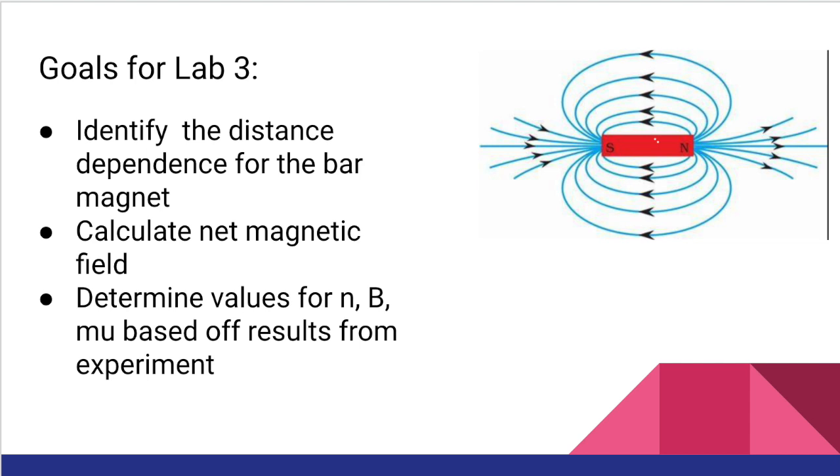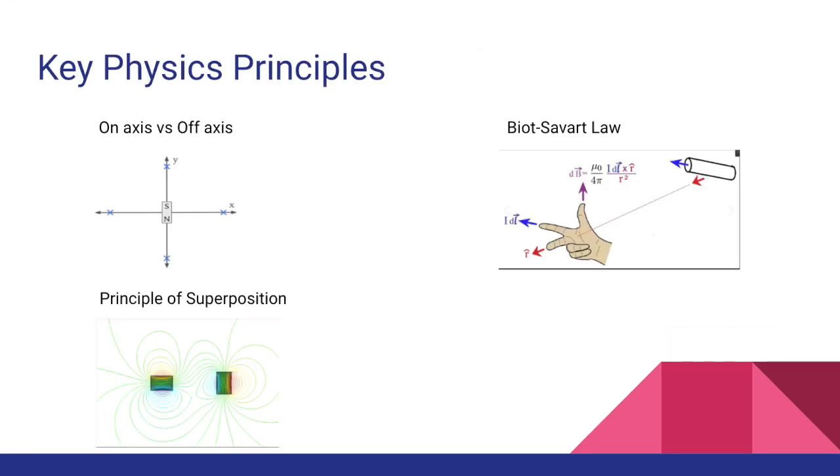And then we were asked to utilize the data from this experiment to determine the values for N, magnetic field, and the magnetic dipole moment. Overall, this lab helped us better understand and visualize the magnetic field produced by a bar magnet.